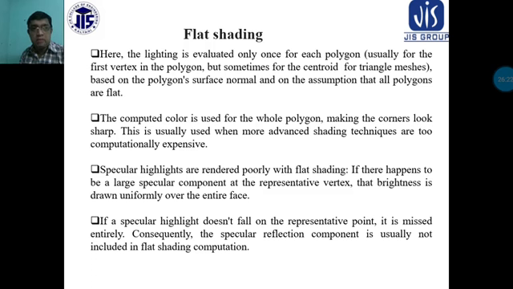Specular highlights are not rendered properly with flat shading. If there happens to be a large specular component at the representative vertex, that brightness is drawn uniformly over the polygon. If a specular highlight does not fall on the representative point, it is missed entirely. Consequently, the specular reflection component is usually not included in flat shading computation.